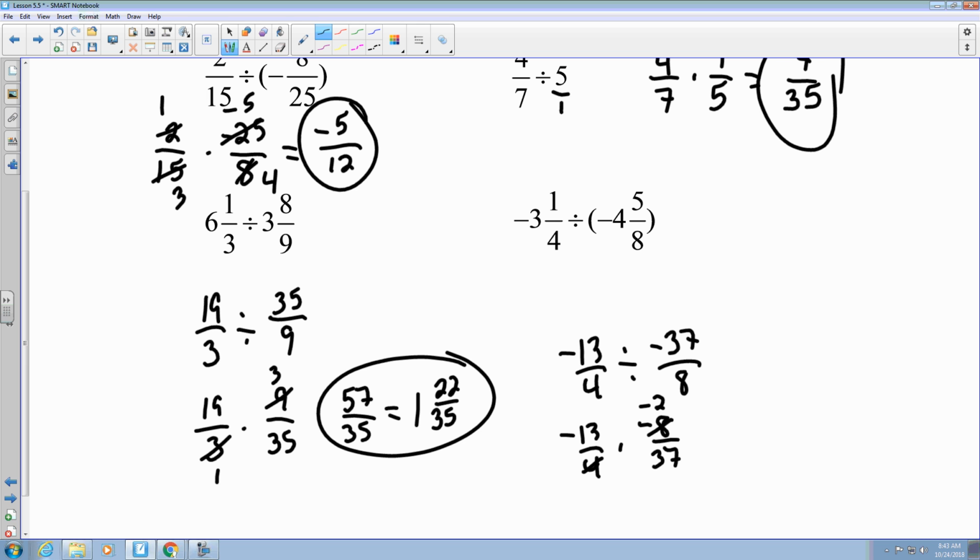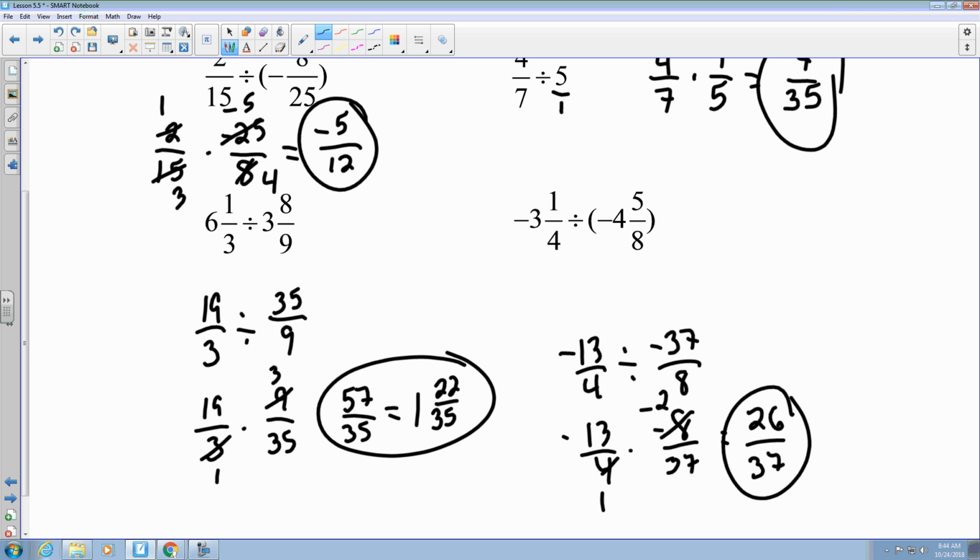This can turn into, oh, I'm sorry, that's wrong. Let me go back. Let's write this again. Negative 32 over 4, times negative 8 over 37. This can be divisible by 4, so this turns into -2. This turns into 1. My apologies. And then negative 13 times -2 is positive 26. And this turns into 37. And I believe, yes, this is in lowest terms.